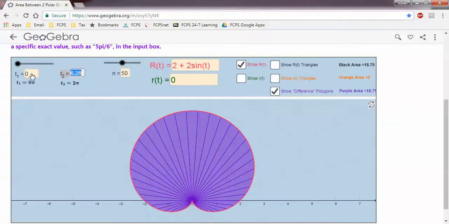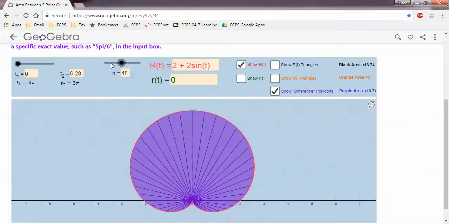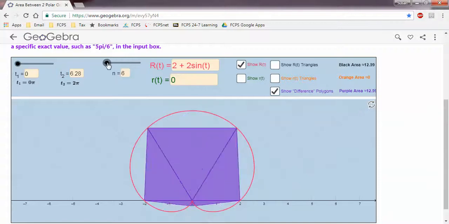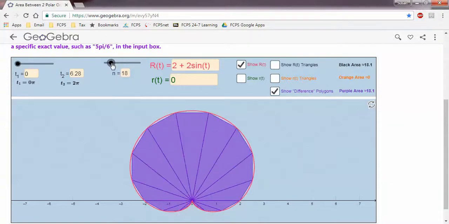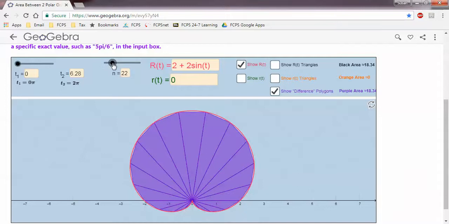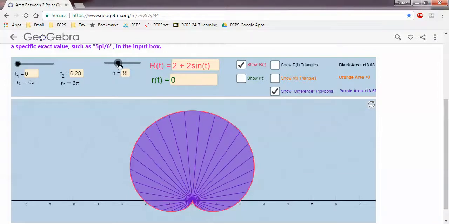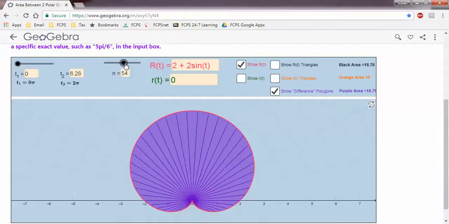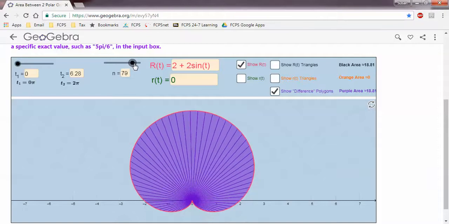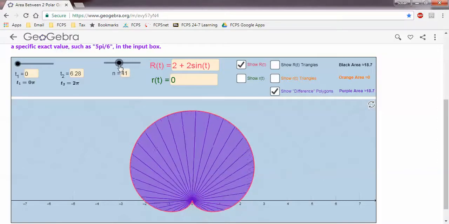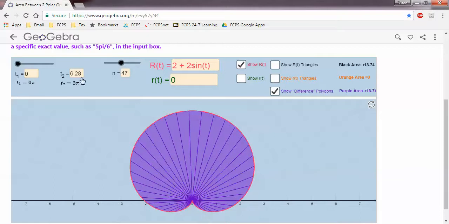Okay, now we're going to take small little slices. So we start and we increase the number of sectors, or slices, that we're going to take. And the more we get, the more accurate our area becomes, right? I'm going to keep it at like 50.